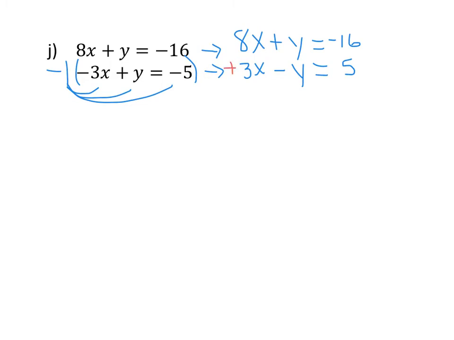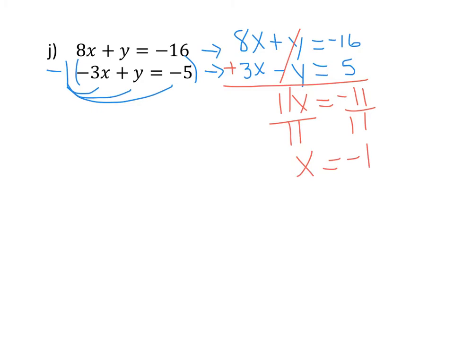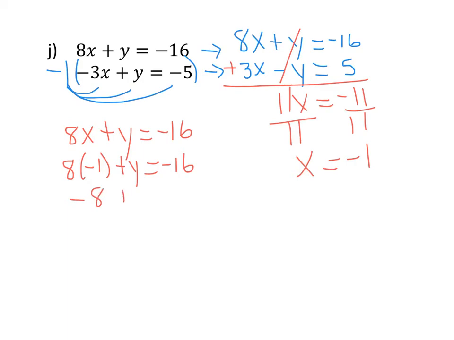And what happens is great because it actually helps me cancel out the y's. 8x plus 3x, and now I can just add, is 11x equals, and -16 plus 5 is -11. Divide by 11, we get x equals -1. Choose an equation to plug into. I'm just going to choose the first one. 8x plus y equals -16. Plug in -1 for x. 8 times -1 plus y equals -16. -8 plus y equals -16.